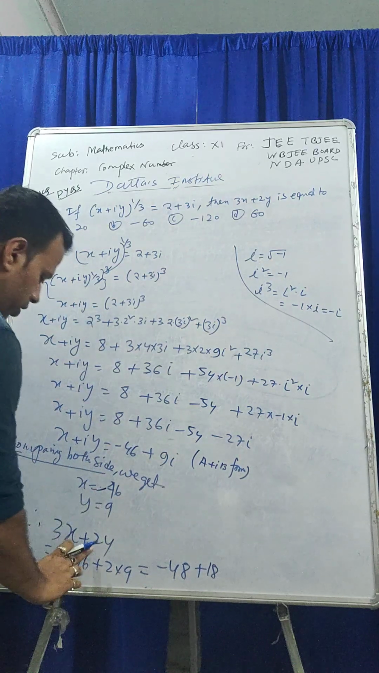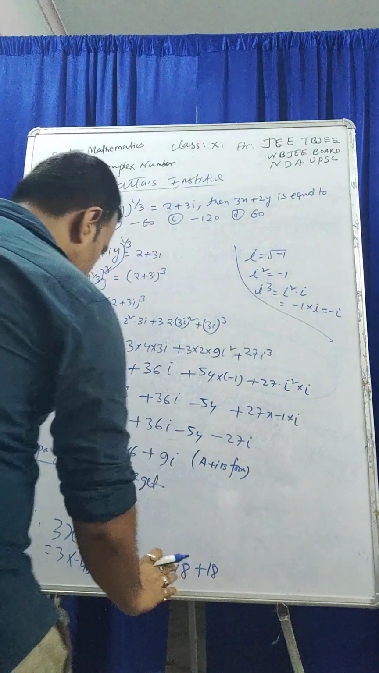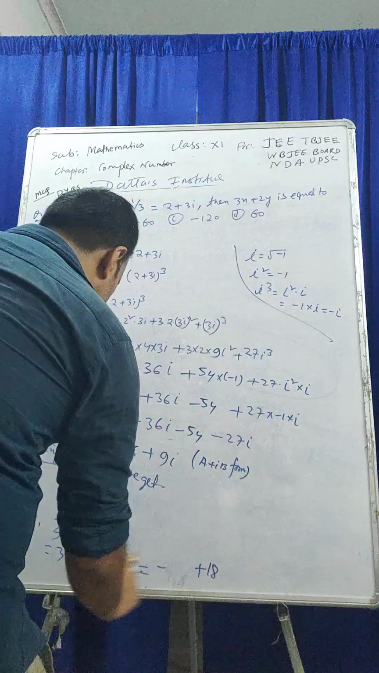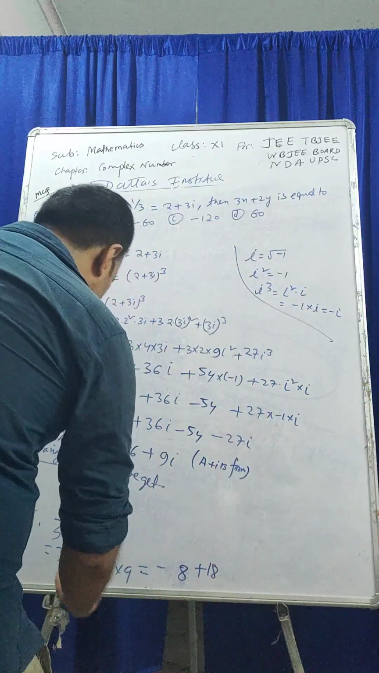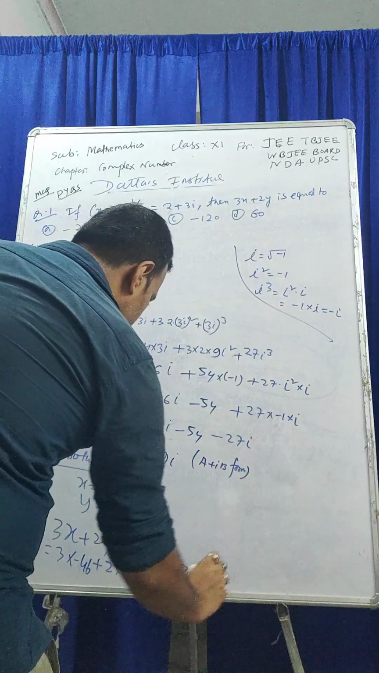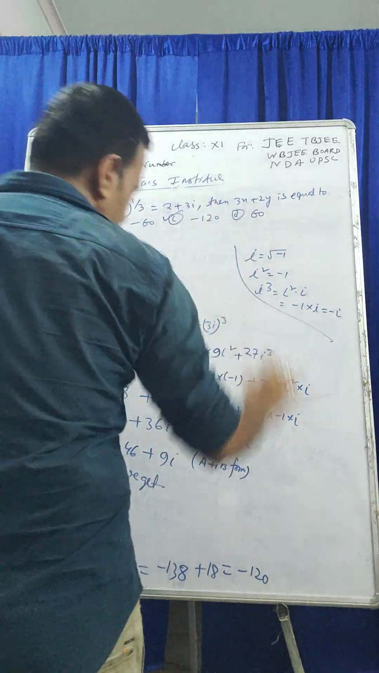So if we put here minus 46 and 9, how much will it come? It will be minus 120. So minus 120 is the correct answer.